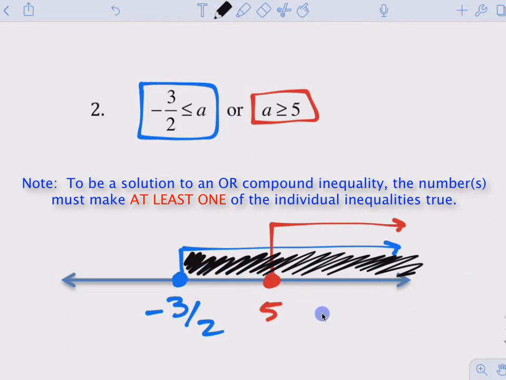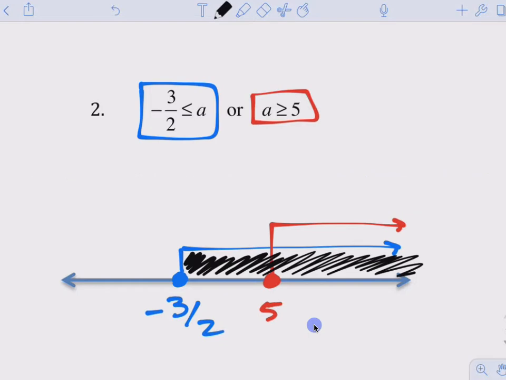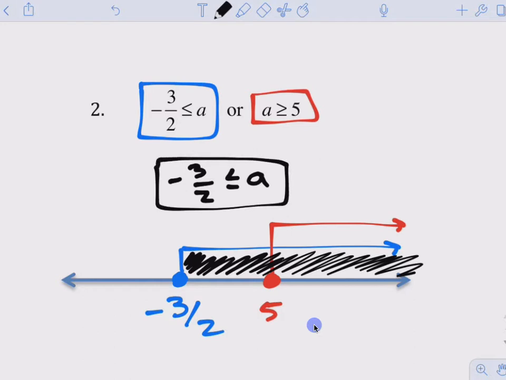What are these numbers? Well, if I were to state the solution set with a written statement, I would say all numbers such that -3/2 is less than or equal to A. Again, remember, really important to give your reader both a visual representation of the solution set and an explicit written statement. So that's the general way to handle OR compound inequalities.